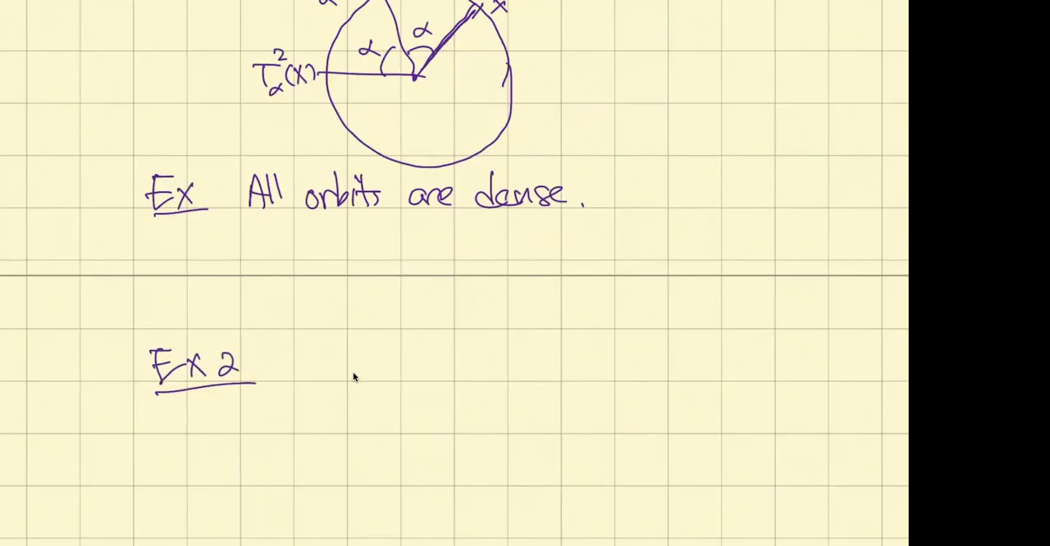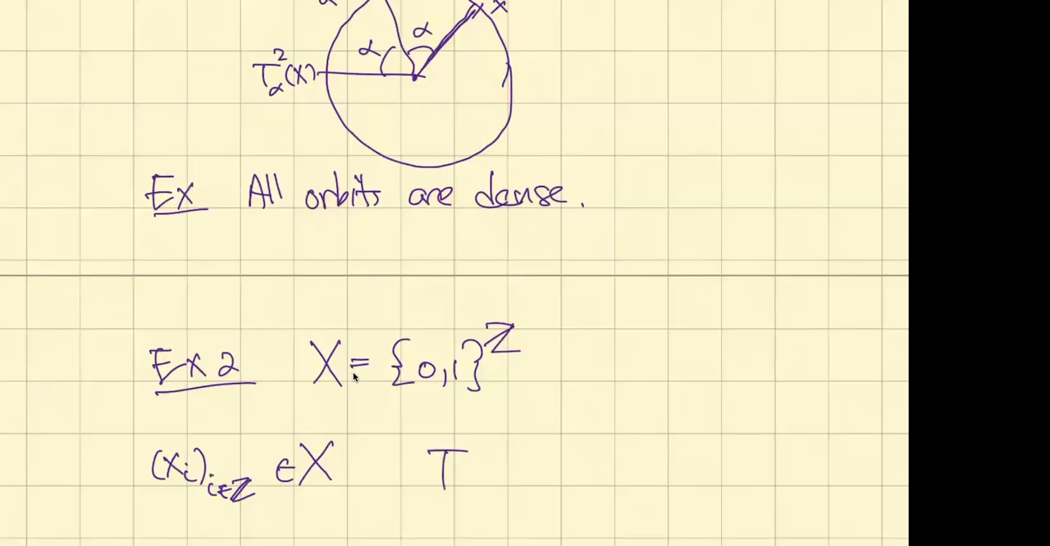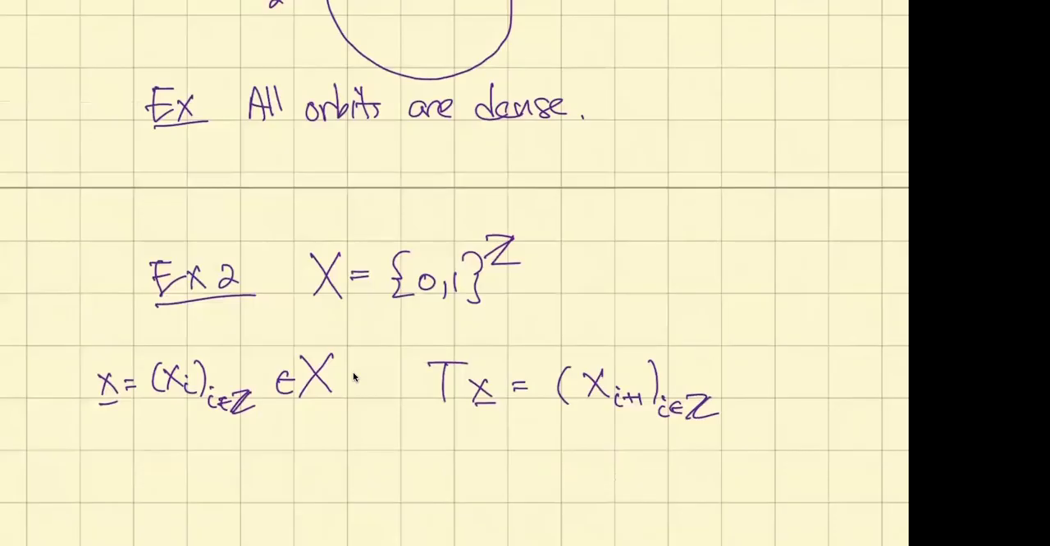Example two, this is the shift map. X will be the set of bi-infinite sequences indexed by integers. So this is an element of X. And T will be the shift map. If this is an element, after applying the shift map, you have the same elements in your infinite sequence, but their indexing is shifted by one.